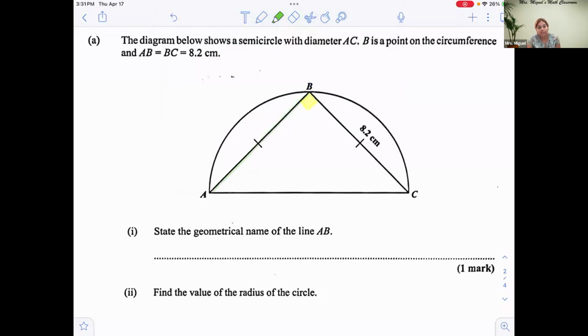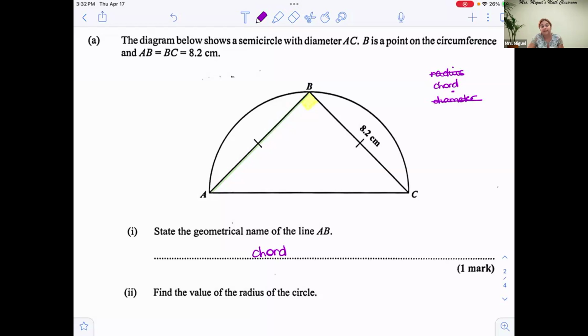Now, the options that you have for AB are radius, chord, diameter. Now, the radius and the diameter pass through the center. That line AB doesn't pass through the center. So AB is the chord.